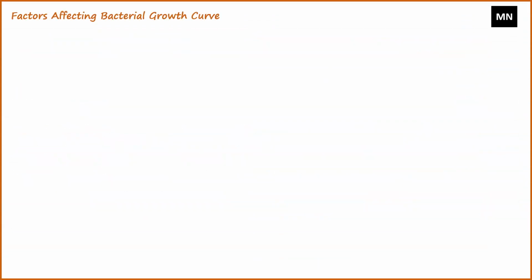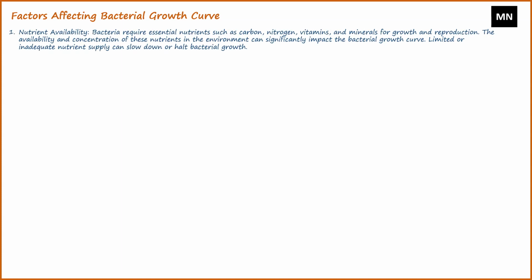Factors affecting bacterial growth curve. Nutrient availability. Bacteria require essential nutrients such as carbon, nitrogen, vitamins, and minerals for growth and reproduction. The availability and concentration of these nutrients in the environment can significantly impact the bacterial growth curve. Limited or inadequate nutrient supply can slow down or halt bacterial growth.